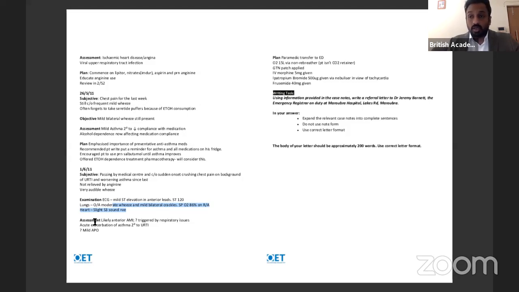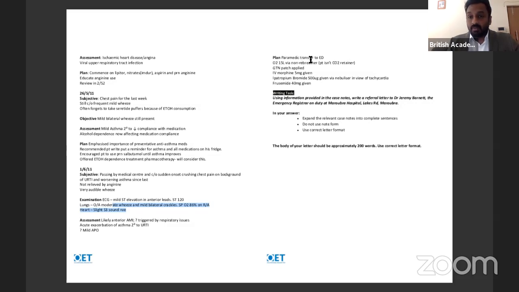We are not so sure. This is something you have to be very careful about when you're writing the diagnosis in the case note, like when you're writing the OET letter and confirming the diagnosis. You have to find whether it is a confirmed diagnosis of anterior MI or it is likely or suggestive symptoms. Over here, it is not a confirmed diagnosis, likely to have anterior MI. Then acute exacerbation of asthma, secondary to URTI, mild APO.